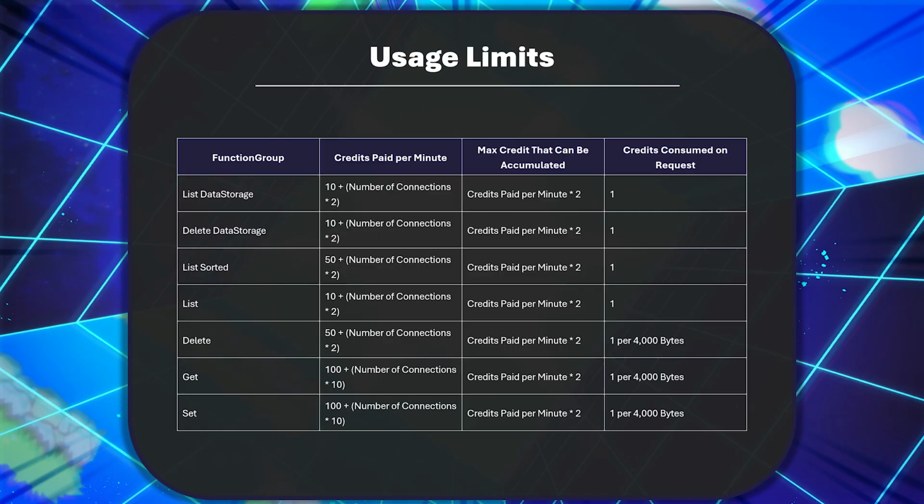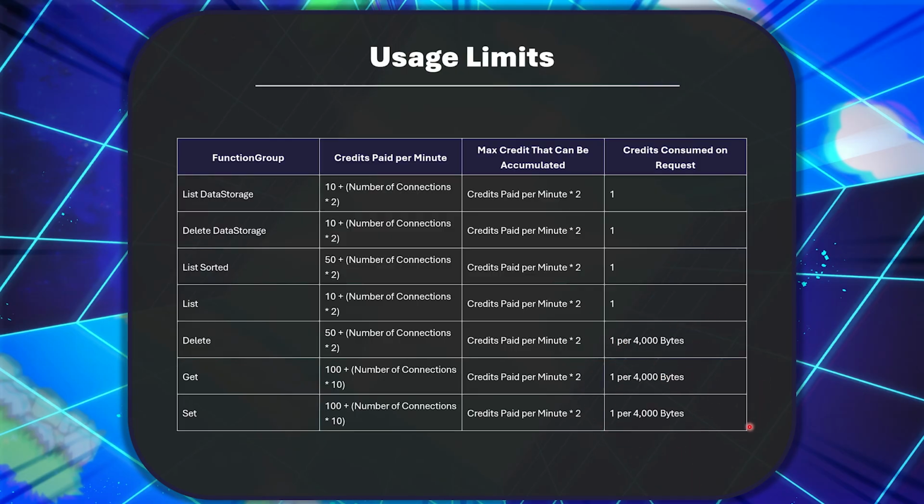Each function group is periodically assigned a number of credits paid per minute. This limit is capped at twice the number of credits paid per minute. At any given time, you will never have more than twice this number paid per minute. The number of credits paid per minute also scales based on the number of connections you have to your world. So the more users are connected to your world, the more credits are paid. Different function groups are assigned different numbers of credits paid per minute, and each call to a function costs a single credit. Notice, however, that the get, delete, and set methods have slightly different credit consumption rules.